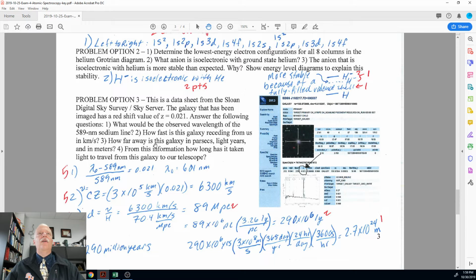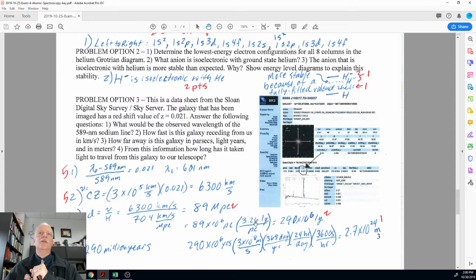Then how far away is this galaxy in parsecs, light years, and in meters? So we have this Hubble constant, 70.4 kilometers per second per megaparsec, and the inter-object velocity is 6,300 kilometers per second. That will give us the distance of 89 megaparsecs, or 89 times 10 to the 6th parsecs.